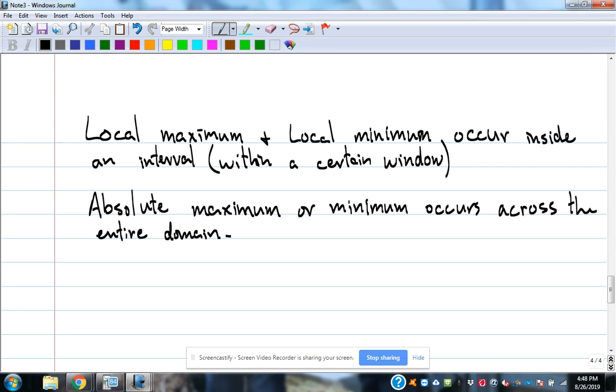Highest point, lowest point. If we're talking about an absolute maximum or minimum, there may not be one. If a graph continues, it has an arrow that points up, and it just keeps going up, there can't be an absolute max. It's just going to continue going up. So we can't have an absolute max. So not every graph or function is going to have an absolute max or min, okay, depending on what's there.